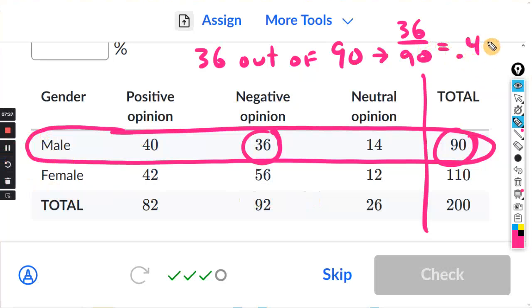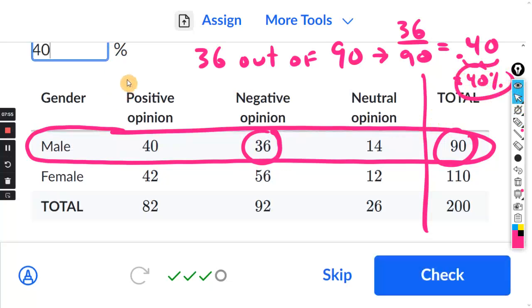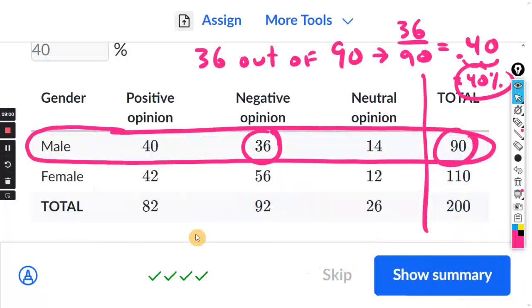Okay, 0.4 is the same as 0.40. And if you convert to percentage, you move the decimal over 2 places. And of course, that is just 40%. So you click in the box, type 40, the percentage symbol is already there. And that's it.